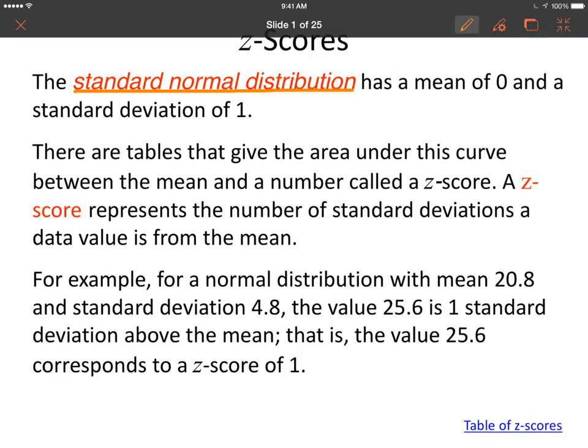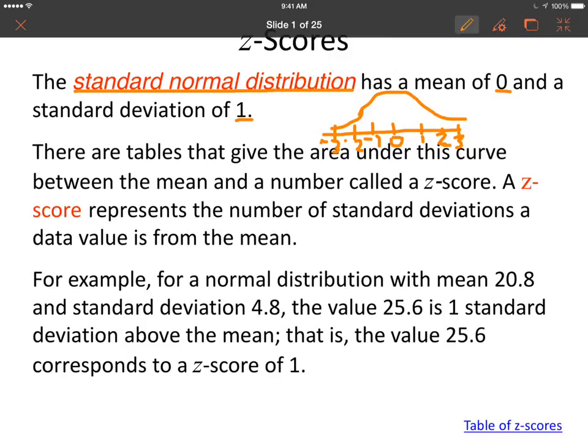So the standard normal distribution is a distribution with a mean of 0 and a standard deviation of 1. Okay, so I apologize for my curve here, but the mean here is 0 and the standard deviation is 1, so we're going to go 1, 2, 3 in either direction. Those are negatives.